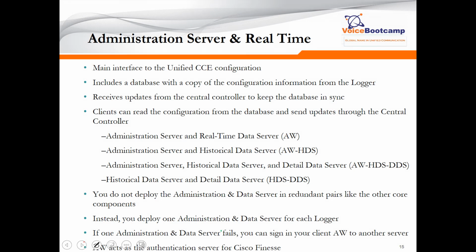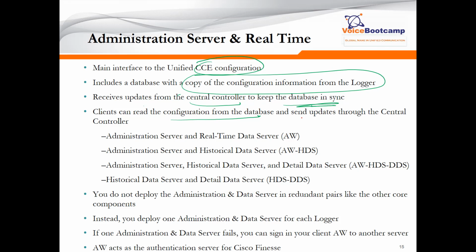Then you have the administration server and real time server, the main interface for UCCE configuration. Remember what the administration and real time server does. It has three functions: configuration, real time reporting, and call reporting, or historical call recording. It includes a database, which is a copy of the logger. It receives updates from the central controller to keep the database synchronized. A client will then be able to read the data from the database and send updates through the central controller.